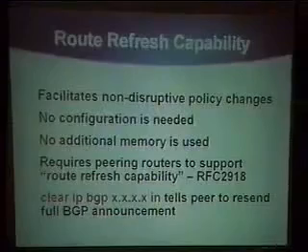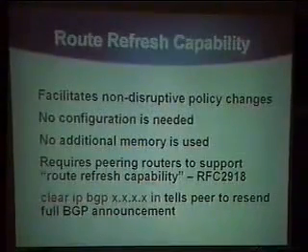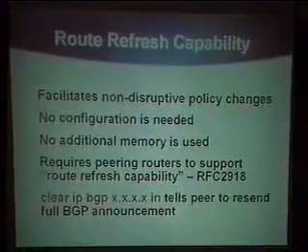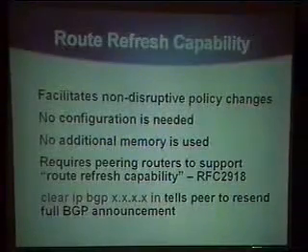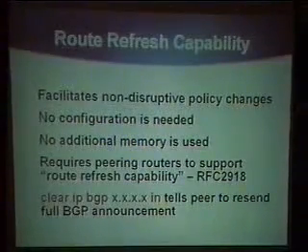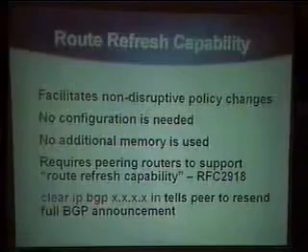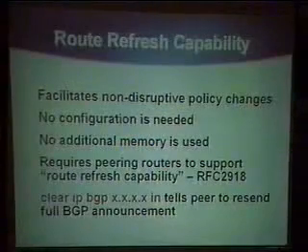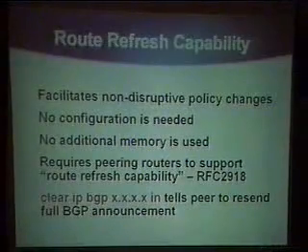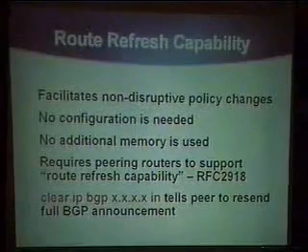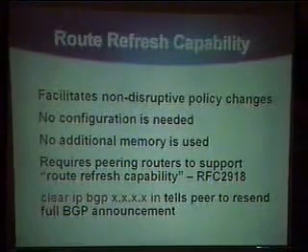And this time around, we just do a clear ip bgp in, for example. It tells the peer to resend the full BGP announcement. What happens is your local router will send a message to the other one saying, please send me everything, and it will send everything over the link. So it's completely non-disruptive, nothing is affected, your traffic will pass on as normal. The only thing that has changed is anything that's impacted by your policy change. So this is really the best way of doing it.